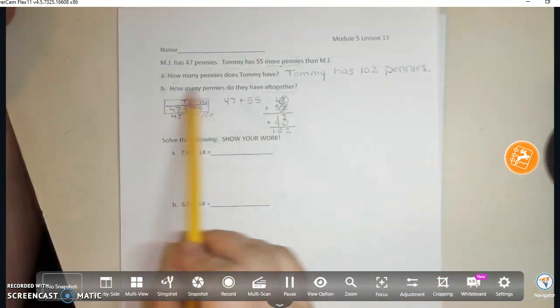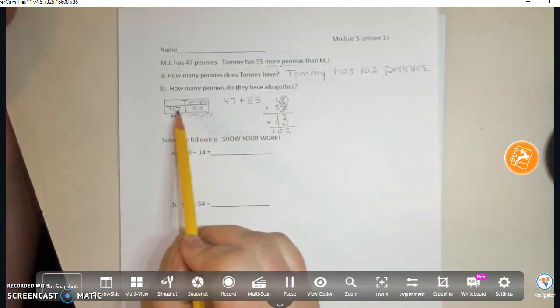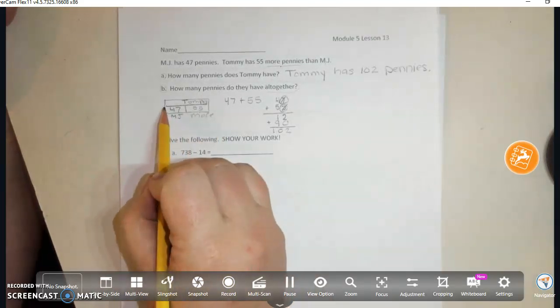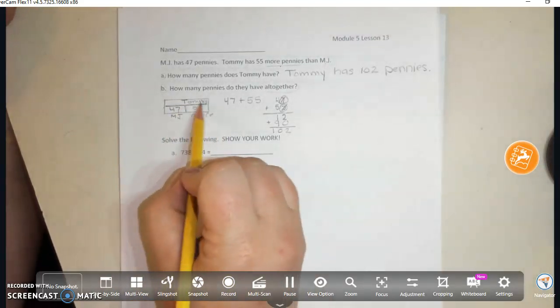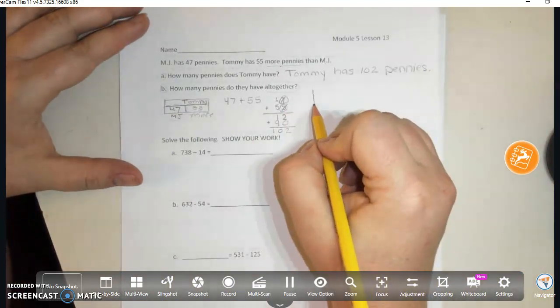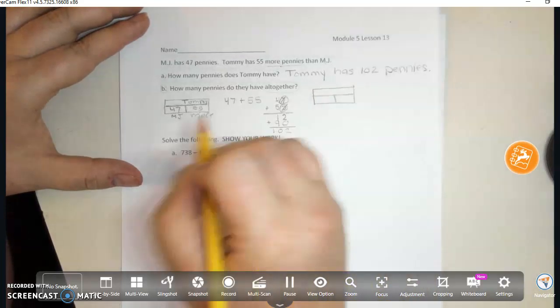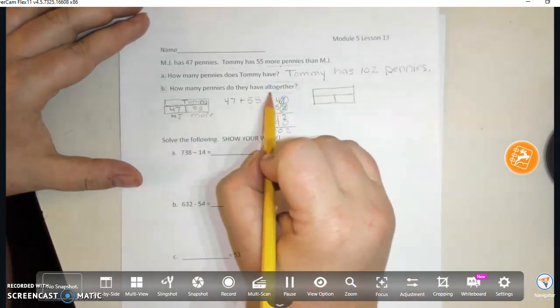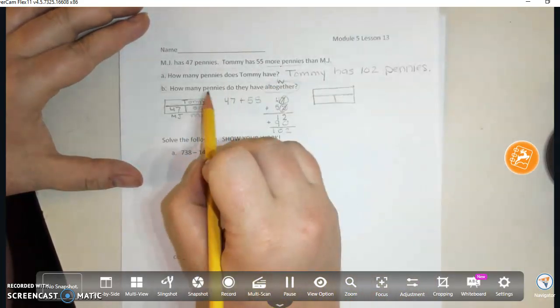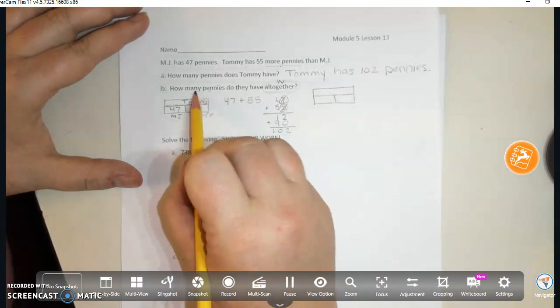Well, this gives me information about Tommy. I can't add these two to find out all together. The new question wants MJ and Tommy. So I have to make a new diagram. And it wants to know all together. Well, that's a whole. This would be a part. These two, I need to find the two parts.